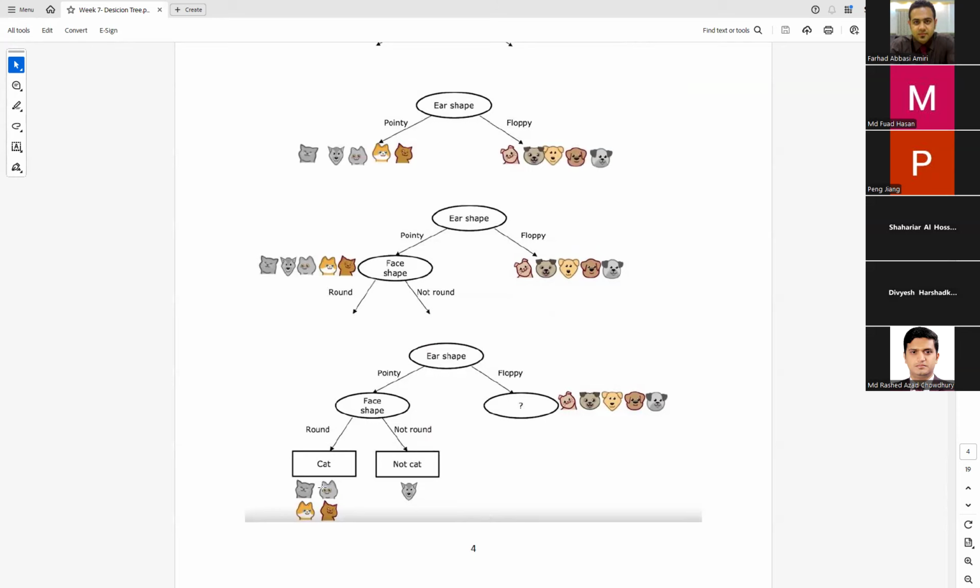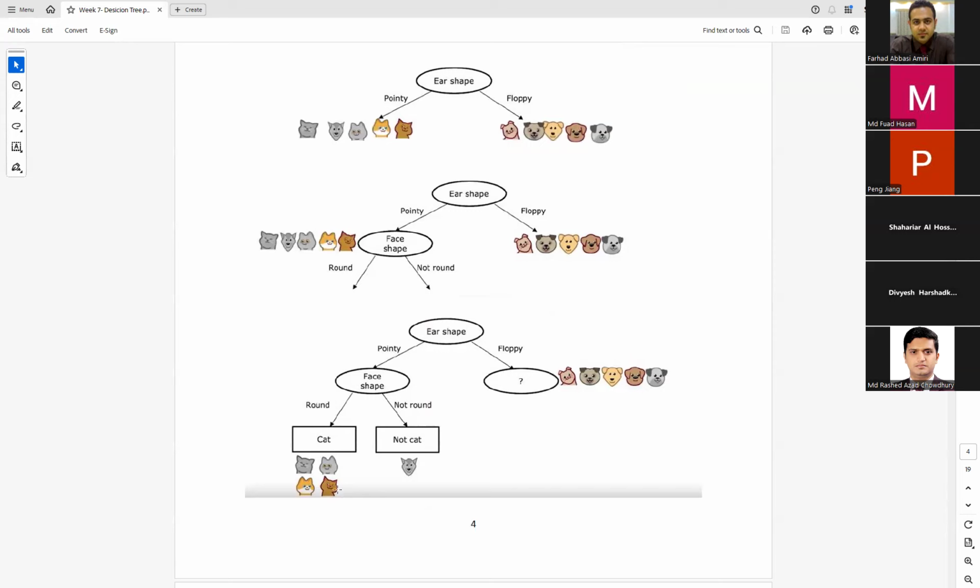And as you can see here, on this sub-branch, all of them are cat. And on this sub-branch, all of them are dog. Now it's time to make a decision. We don't need to go further to the next level to split on other features, because right now my subset of data is pure.